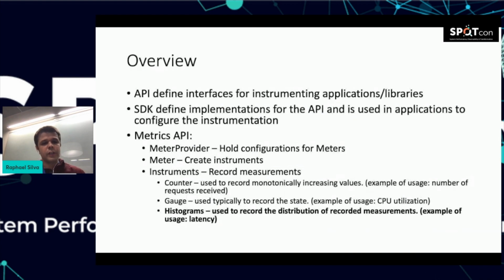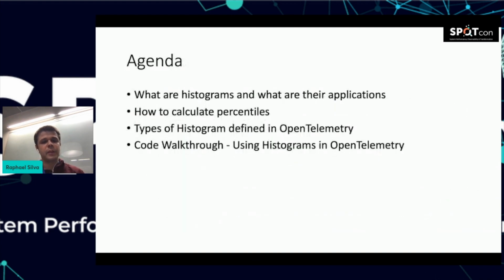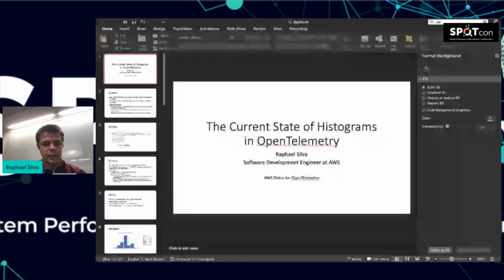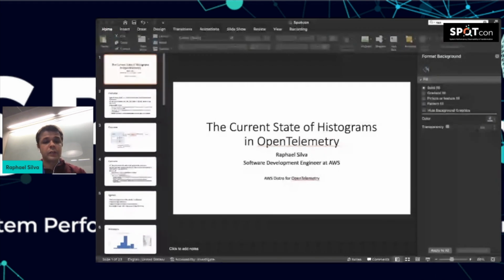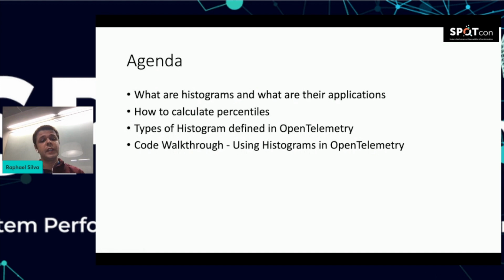So the agenda for today: we are going to talk briefly about what a histogram is, define it formally, and we are going to focus on how histograms calculate percentiles. Next we are going to talk about the types of histograms defined in OpenTelemetry, and in the end, we are going to do a little walkthrough to talk about the OpenTelemetry APIs used to interact with histograms. And we are going to use Java for this code walkthrough.